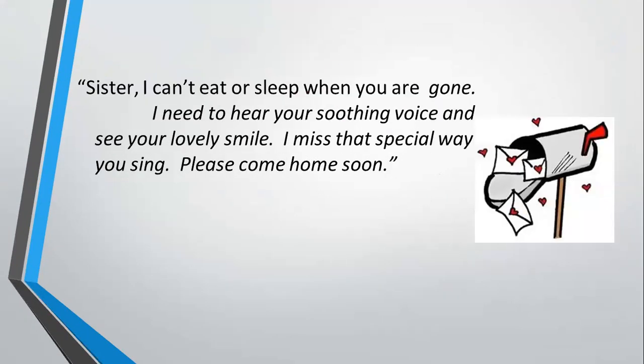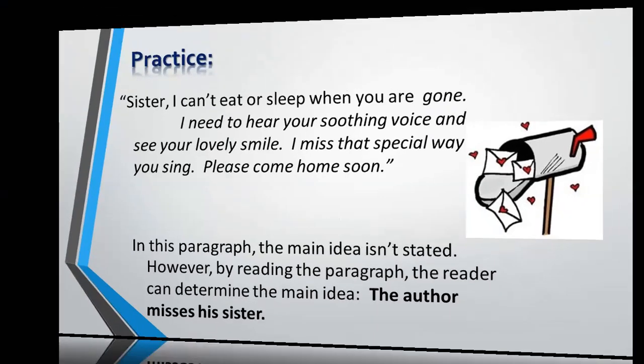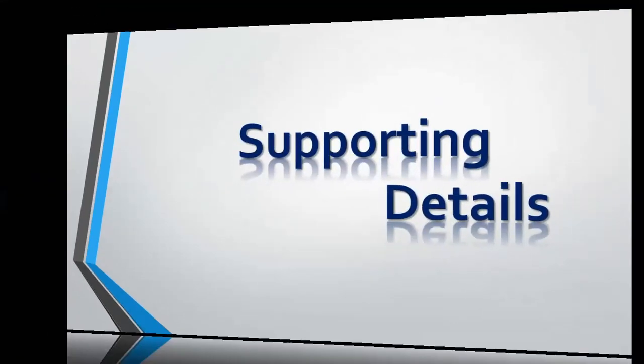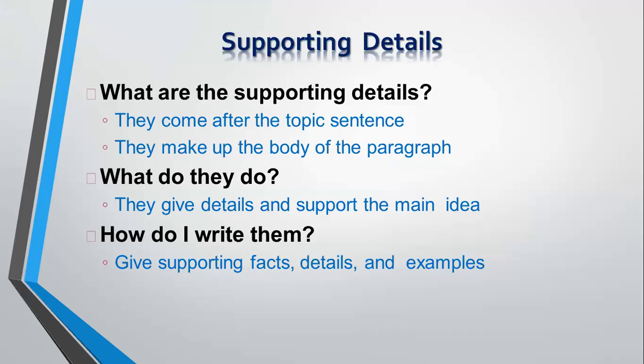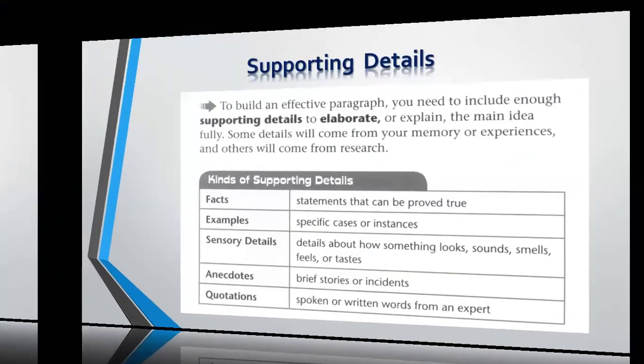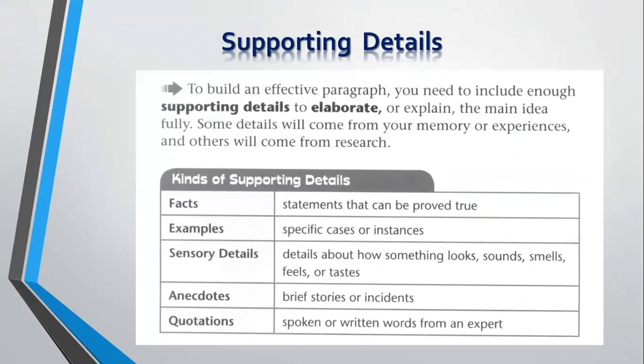The second one, the idea is implied, but still you add supporting details. Supporting details like, I need to hear your soothing voice, I need to see your lovely smile, the special way you sing, and please come home again soon, and so on. Supporting ideas to support the main idea that we were speaking about. So how do I add supporting details? Just add more facts, more details, more description, more examples, more sentences to support the first idea that you mentioned.